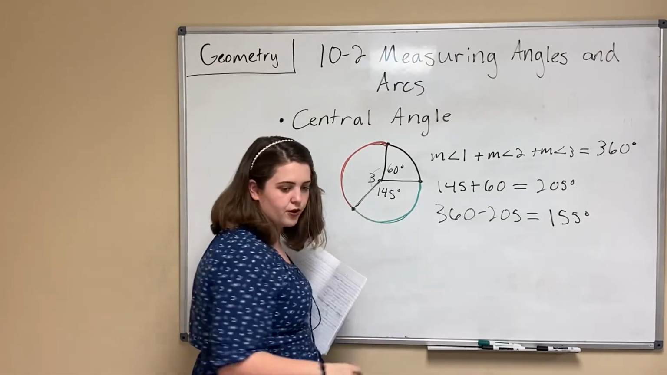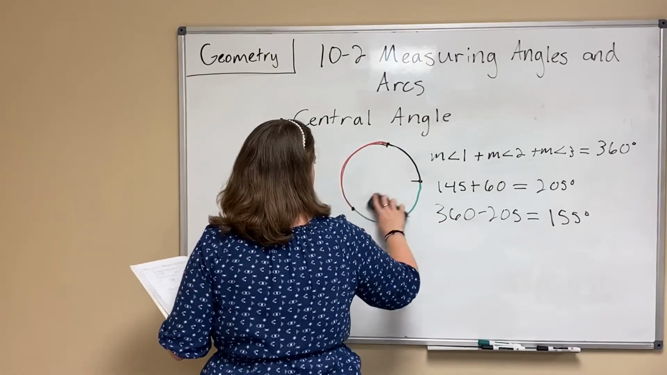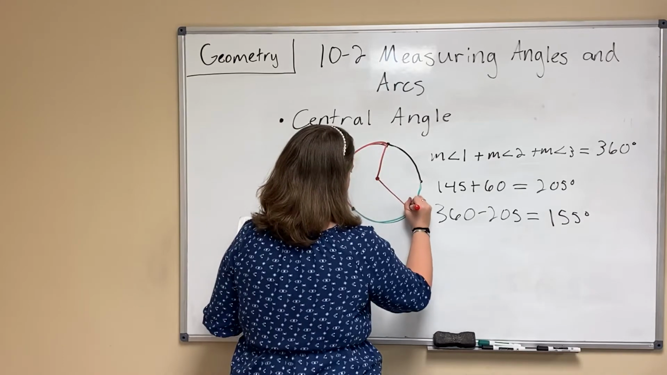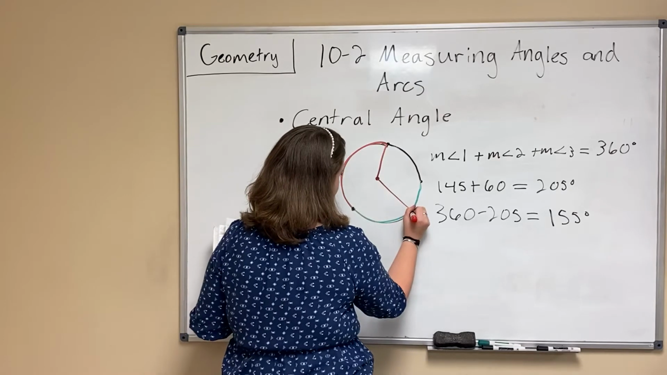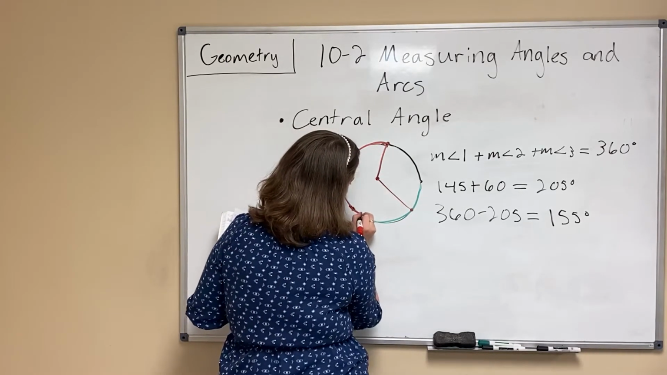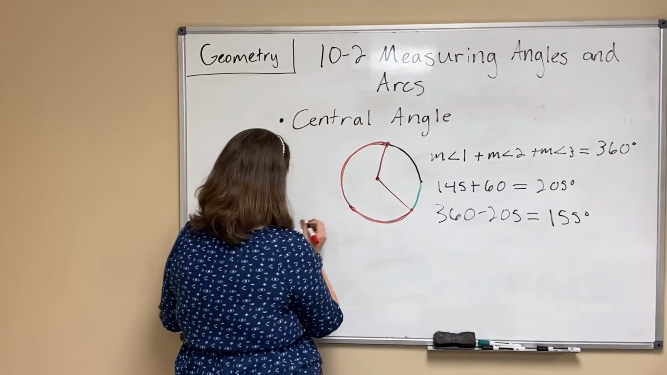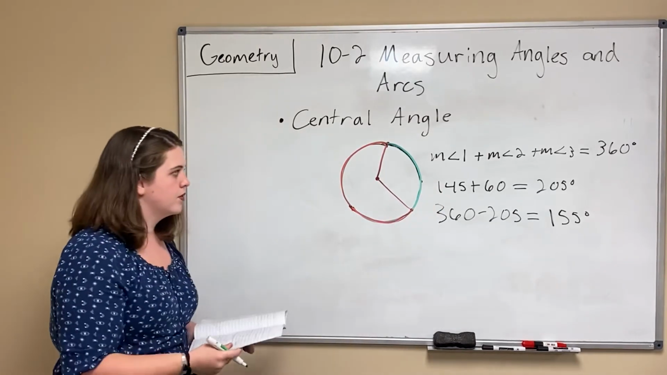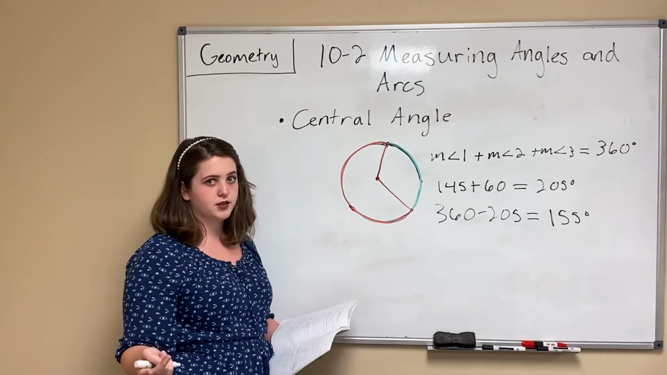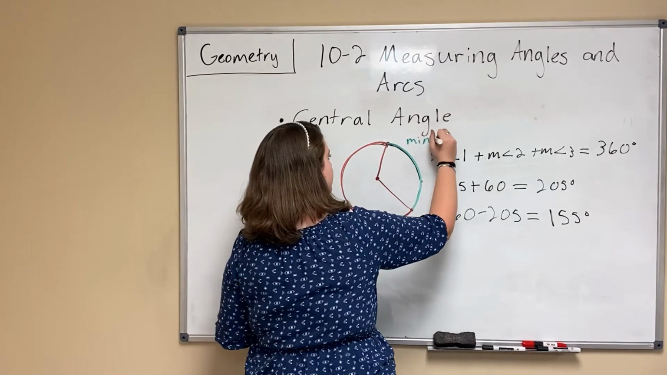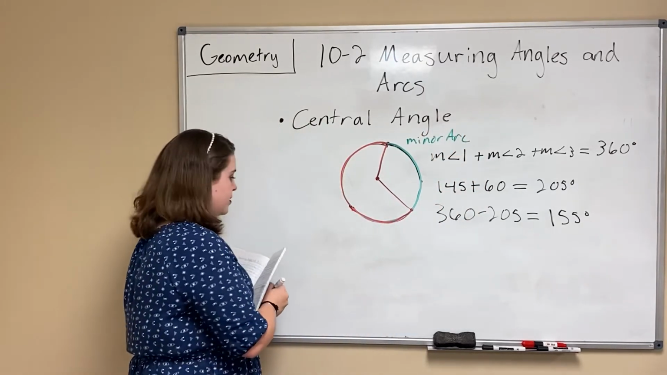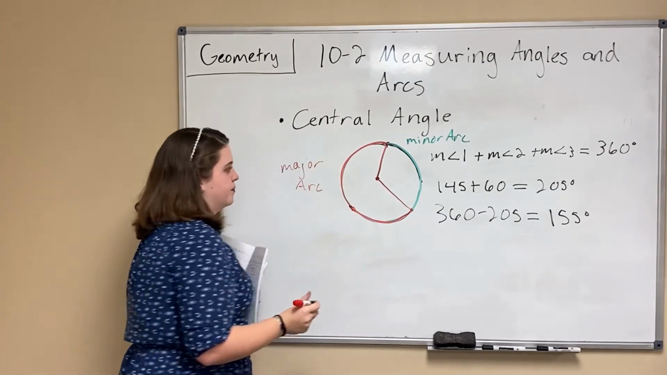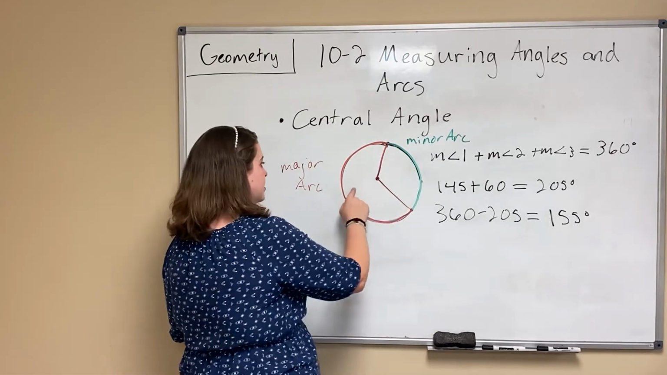A couple delineations we have for arcs. If I have a central angle, and I have one arc, so here's my points. Let's bring our red arc along here. And so our green arc is this side. When we have a central angle that divides our circle into two different arcs, the smaller arc we call the minor arc, and the bigger arc we call the major arc. Pretty easy. The smaller one is minor, the bigger one is major.